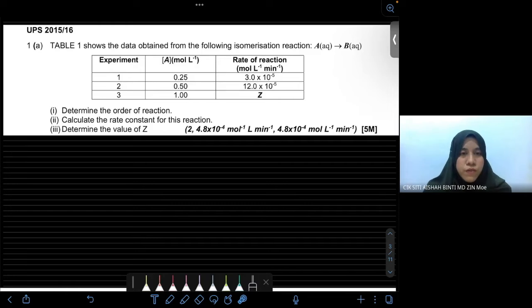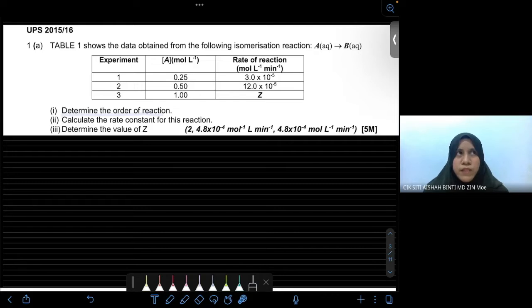UPS 2015-16. Okay, so here it mentioned that table 1 shows the data obtained from the following isomerism reaction. So ada from A becomes B. So from question 1, they ask you determine the order of the reaction. Okay, so how to determine the order of the reaction? Okay, yang ini kita belajar awal-awal dekat 1.1.